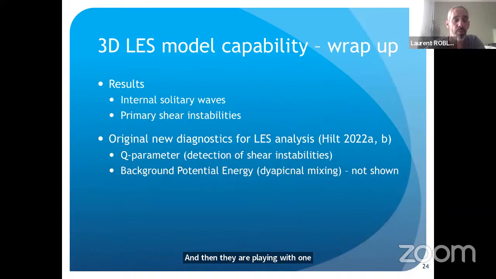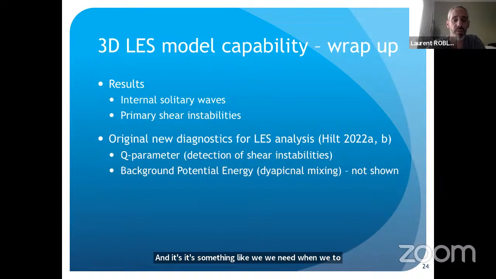As a wrap-up of this 3D capability, we have seen the extension of previous results on shear instabilities to a 3D model. I will insist in this conclusion on the new diagnostic that has been developed, the Q parameter, for the detection of shear instability. It's really new, and it's something that we need when we go to LES simulation.